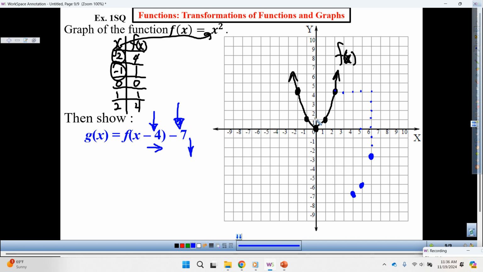Once again, this one. 1, 2, 3, 4. 1, 2, 3, 4, 5, 6, 7. And the last one. 1, 2, 3, 4. 1, 2, 3, 4, 5, 6, 7. And this becomes my new g of x.